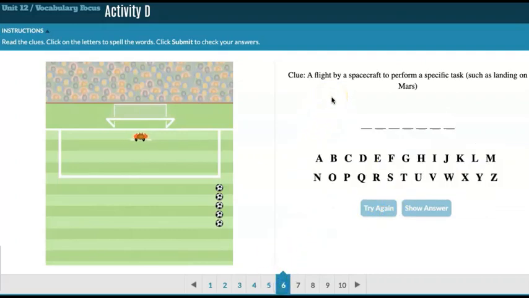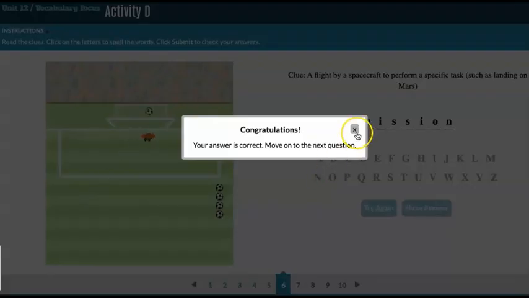6. A flight by a spacecraft to perform a specific task, such as landing on Mars. We have M. O. We need an I. Mission. Excellent.